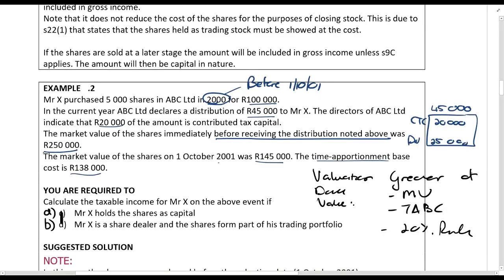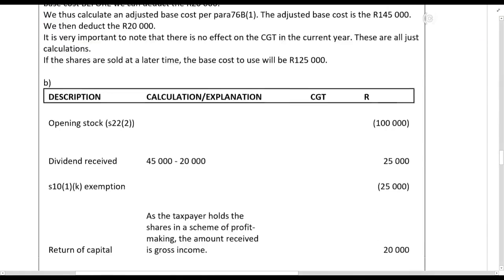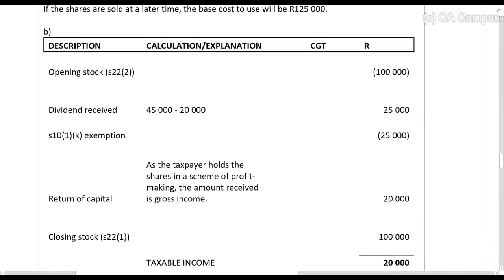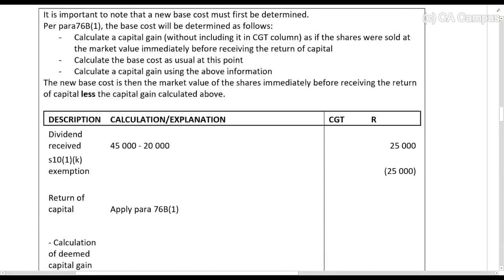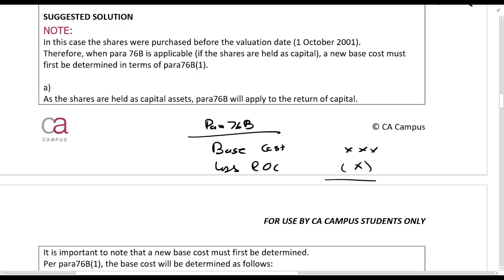Okay, let's look at situation B first, when it's part of his share portfolio. This is the easier one. Okay, I want you to see this is the same as in the previous example. Opening stock, dividend received, dividend exempt, 20,000 rands return of capital, 100,000 closing stock. Okay, share dealer. What happens though if you are an investor? Remember, paragraph 76B wants us to take our base cost less our return of capital, and that gives us a new base cost.